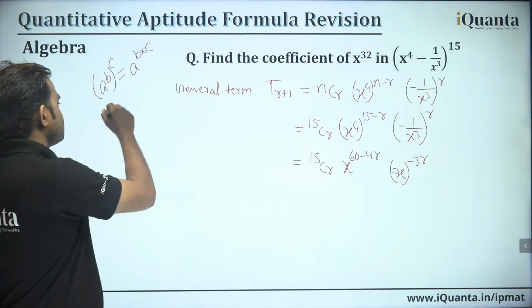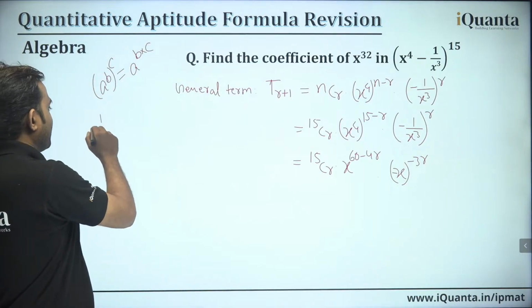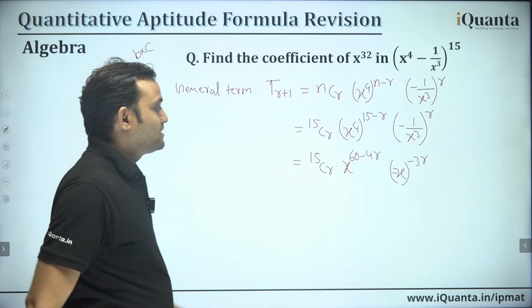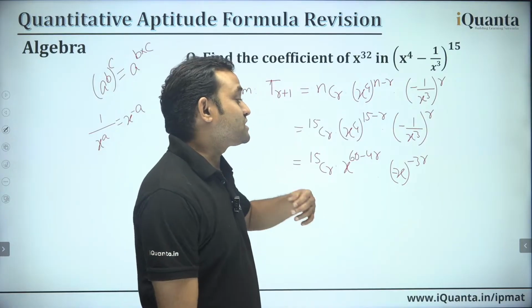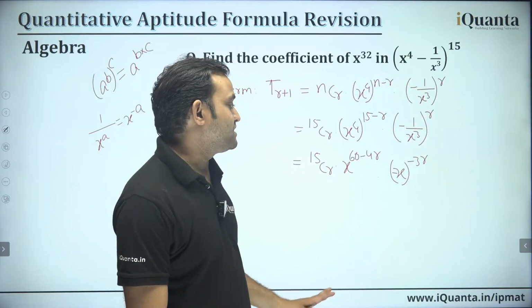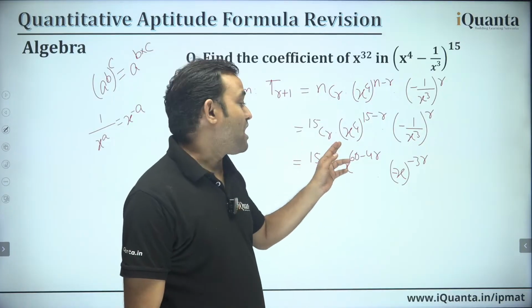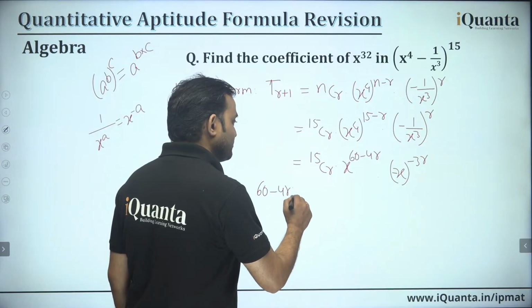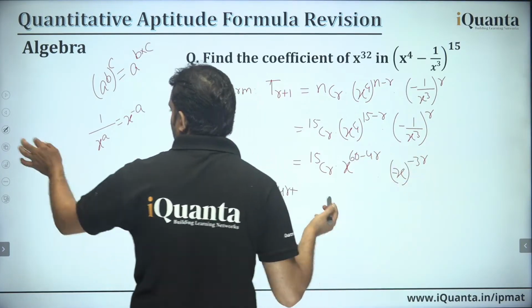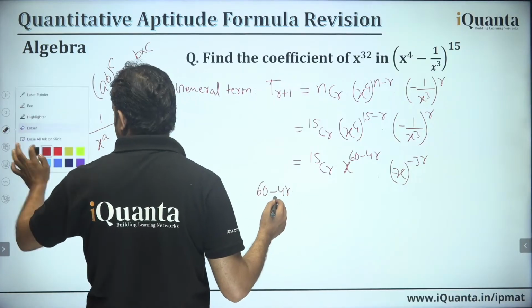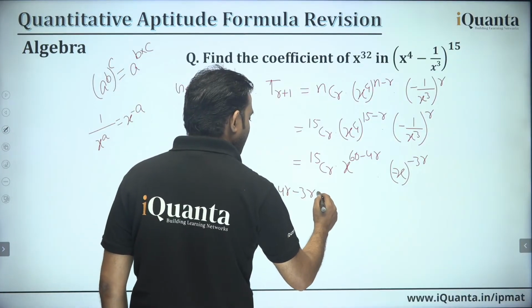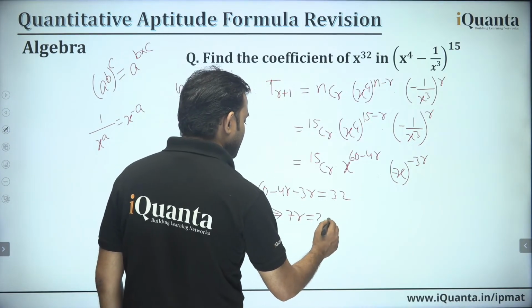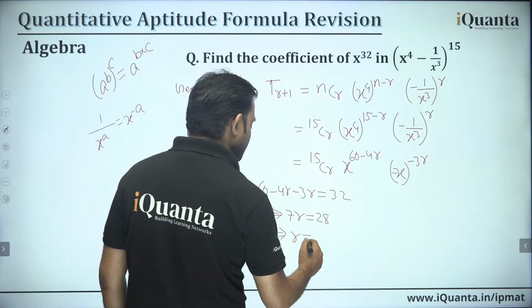Now in this case, what do we use? That 1 by x to the power a is equal to x to the power minus a. Now what can we say? The total power of x will be 60 minus 4r minus 3r, which will be equal to 32, or we can say 7r is equal to 28, or we can say r is equal to 4.